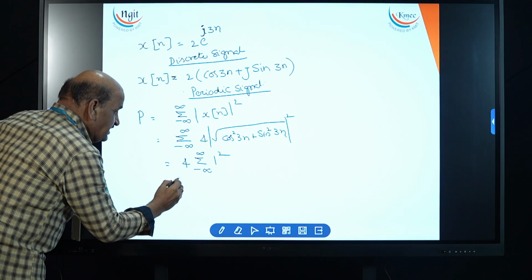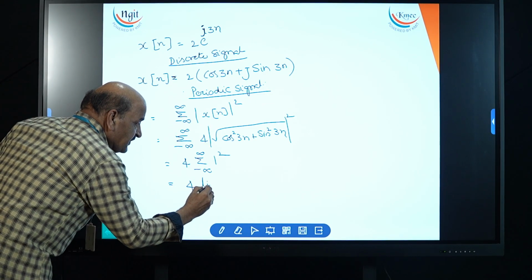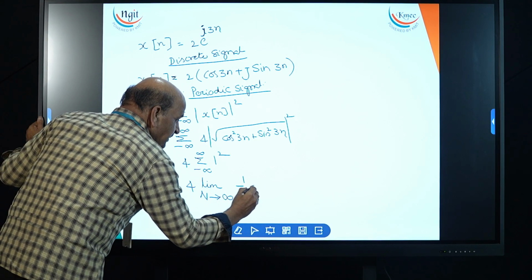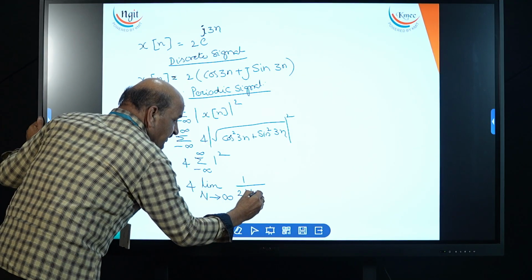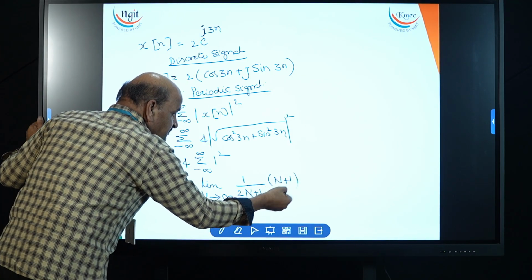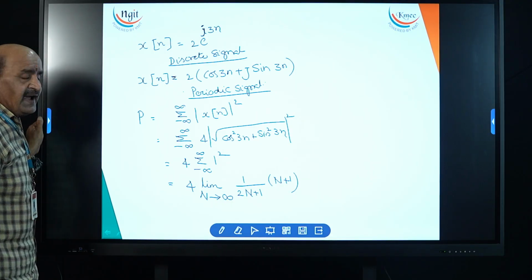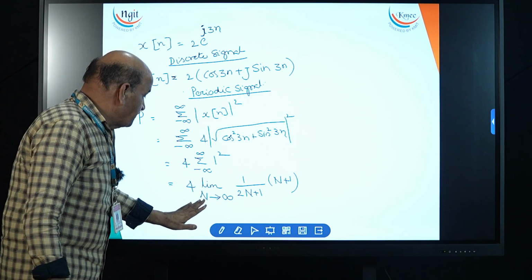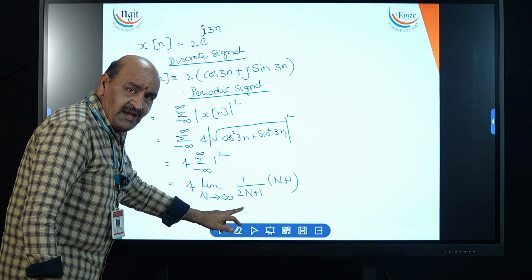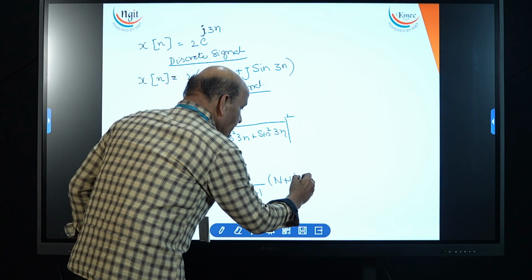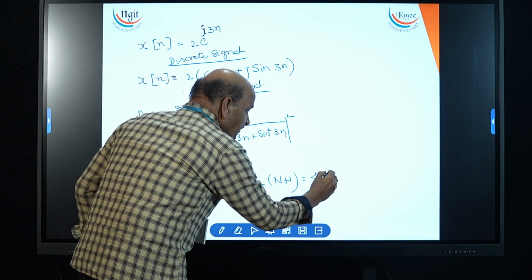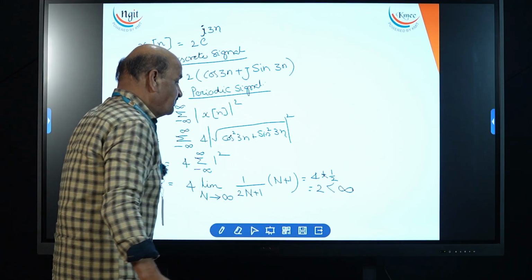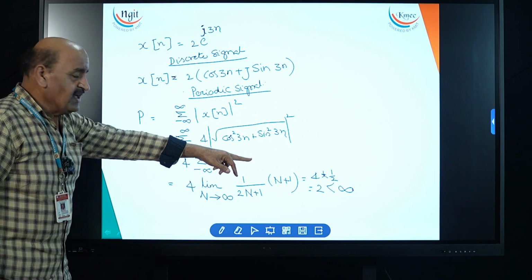So now just as applied in the previous case, in this case how to calculate limit N tends to infinity, it will become 1 over (2N plus 1) times (N plus 1). Just as we calculated in the previous case, we got what output for this? We got 1 by 2. So instead of calculating this directly, I am keeping 1 by 2. So this output is equal to 4 times 1 by 2, that is equal to 2. This is less than infinity.